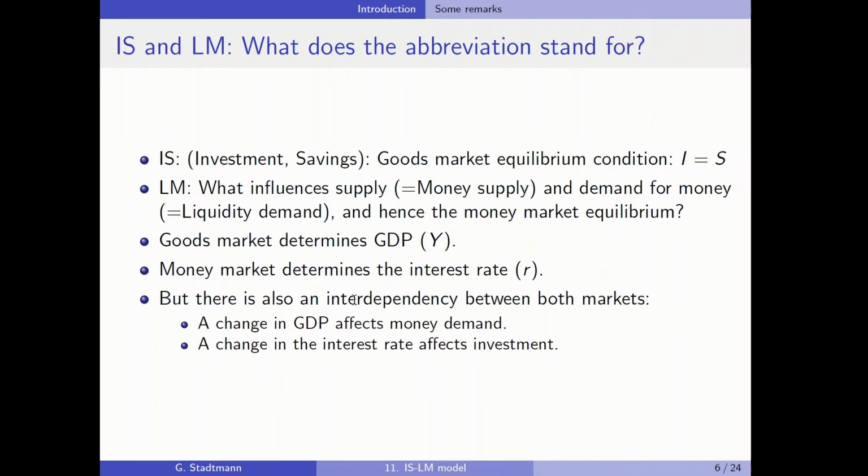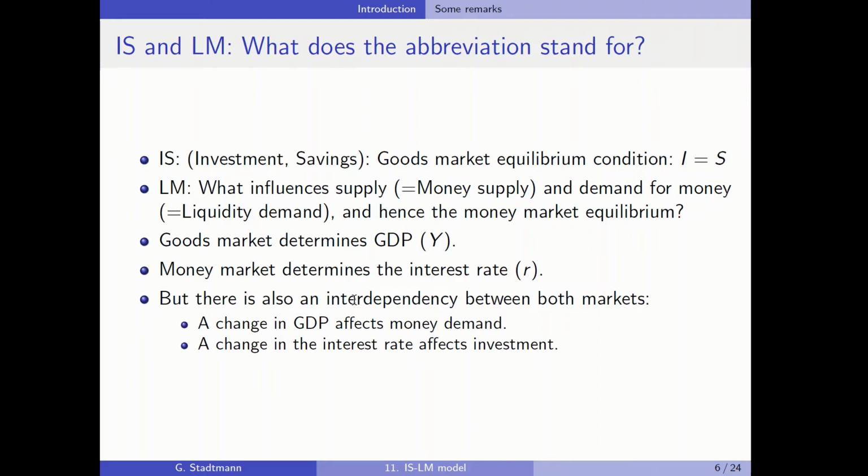IS-LM. What do these abbreviations stand for? IS is an abbreviation for investment and savings, and it is related to our goods market equilibrium condition because in the closed economy, one representation of the goods market equilibrium condition is that investment has to be equal to public savings.